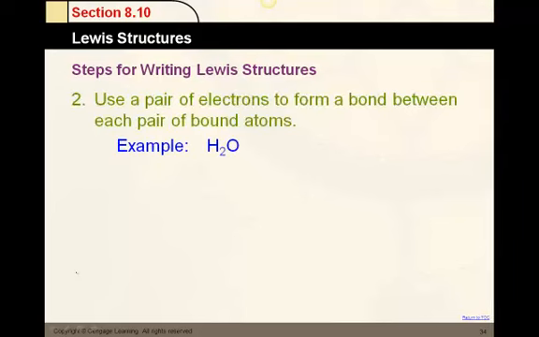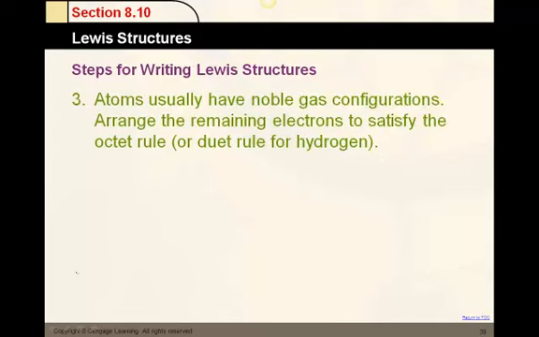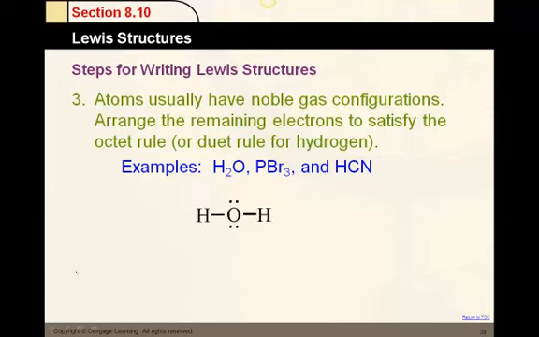Let's see if they use, all right. So this is how they do it. They do HOH. Now, use a pair of electrons to form a bond between each pair of bound atoms. So we need 4 dashes. We know we have to stick the 2 hydrogens around oxygen. And then finally, we have to make sure that we all have 4 dashes. So there's H2O. And you'll notice they're showing the lone pairs as actually literally lone pairs.